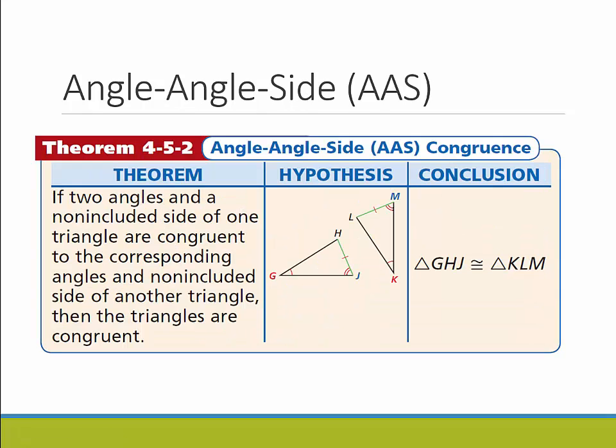Next one is angle-angle-side. So if 2 angles and a non-included side of one triangle are congruent to the corresponding angles and a non-included side of another triangle, then the triangles are congruent. So again, you want it to be in order. You have an angle, another angle, and then a side. Then we know the whole triangle has to be congruent.